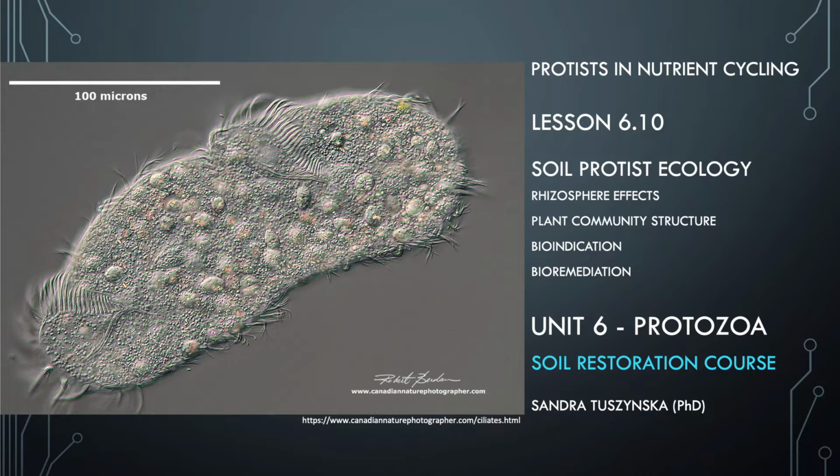We'll examine protist role as bioindicators of soil health, as well as their powerful role in bioremediation. So this is where organisms clean up pollutants in soil, water, and other parts of the ecosystem. And then we'll end this unit with a summary of what we've learned, as well as look at future research that still needs to be done in order to fully understand the important role of soil protists in the soil food web and the soil ecosystem. Alright, so let's jump into our final lesson of Unit 6, Lesson 6.10.